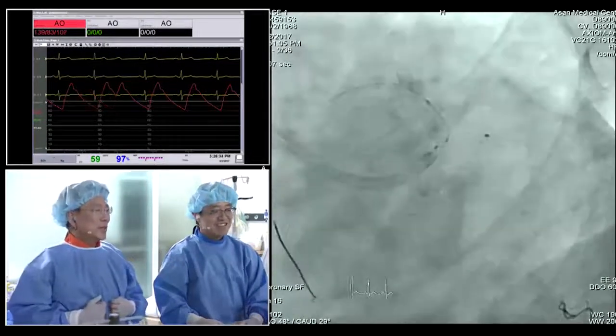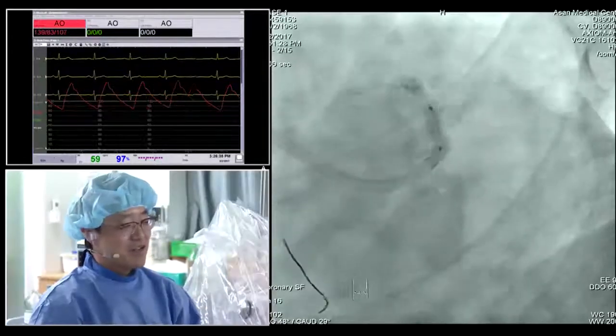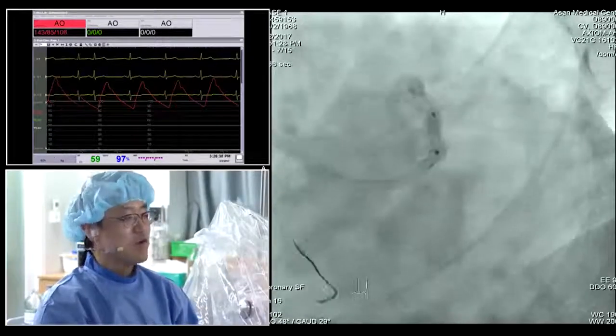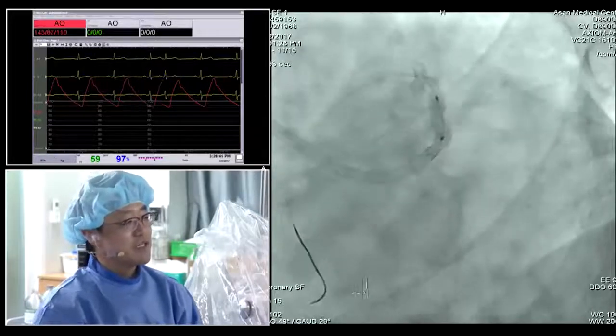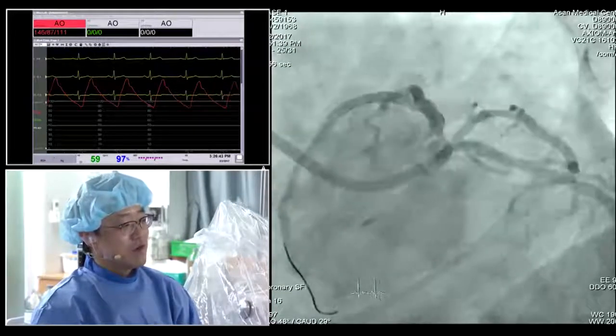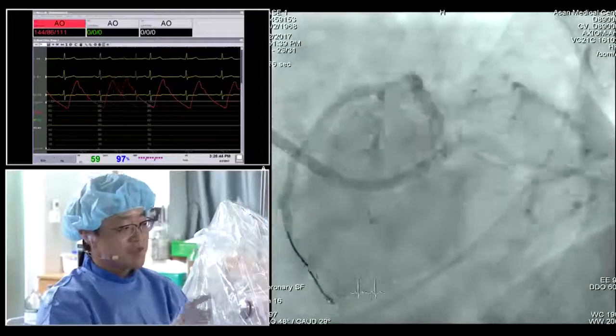Then we did the 3.5 non-compliant balloon crush at high pressure. And then the flow was much better but still compromised. There is some dissection.